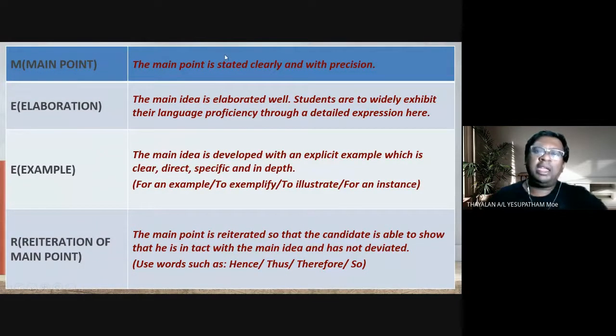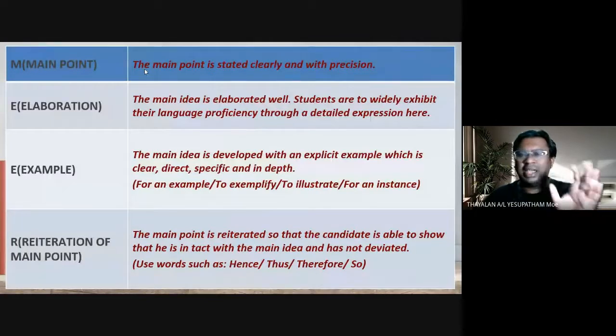Now, the main point is stated clearly and with precision. That's for the main point, which is followed by elaboration. The main idea is elaborated well. So when you are stating a main point, the main point has to be always direct, clear, short, and precise. The main idea is elaborated well. Students are to widely exhibit their language proficiency through a detailed expression here.